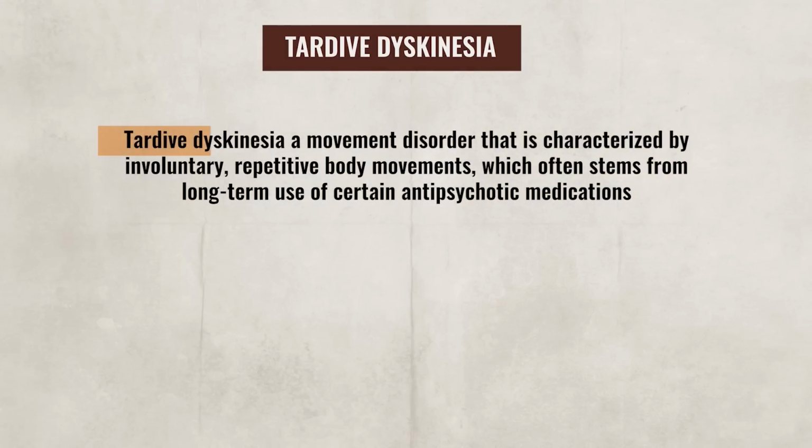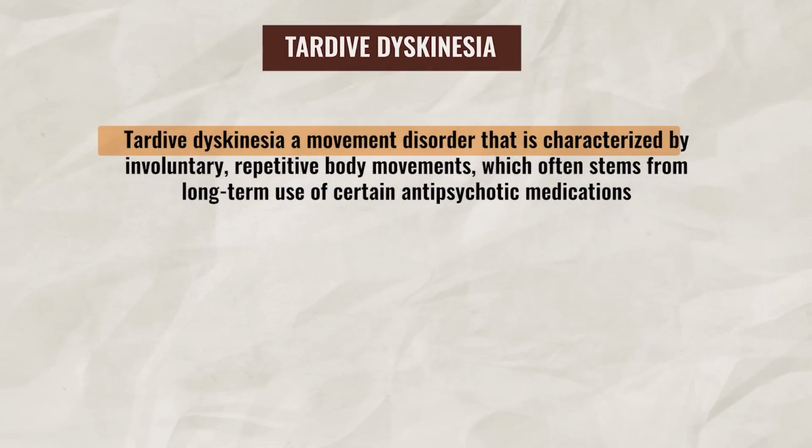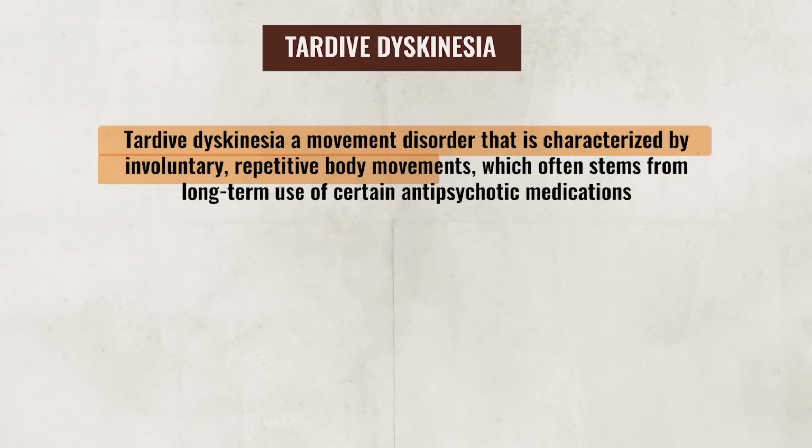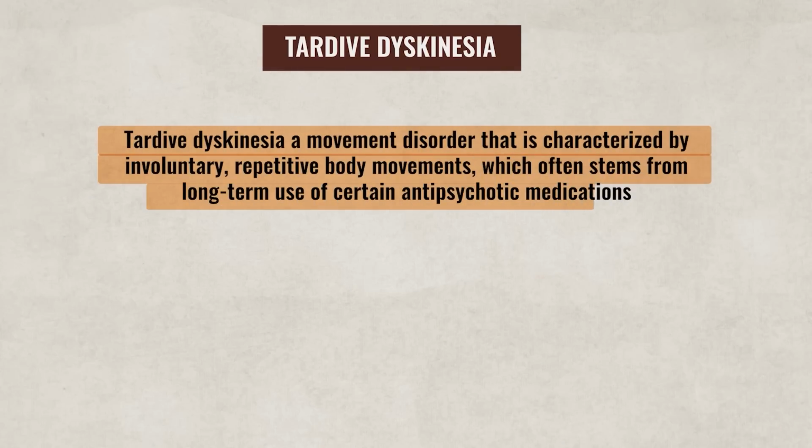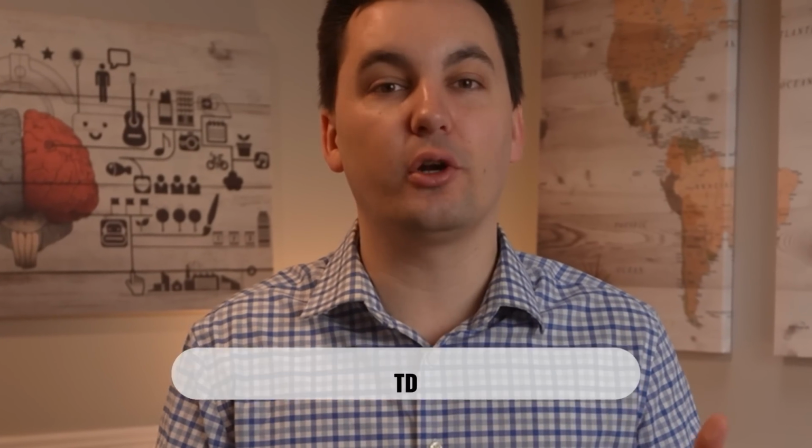Now, psychoactive medications can have side effects, and these can vary depending on the medication and the individual. But there is one specific side effect that you want to be familiar with for AP Psychology, and that is tardive dyskinesia, a movement disorder that is characterized by involuntary repetitive body movements, which often stem from long-term use of certain antipsychotic medications. Since antipsychotics often block dopamine receptors, long-term use can lead to imbalances, which can lead to disorders such as TD.